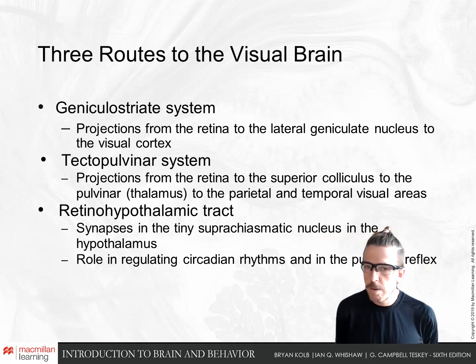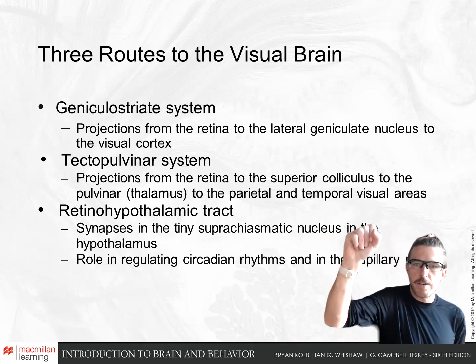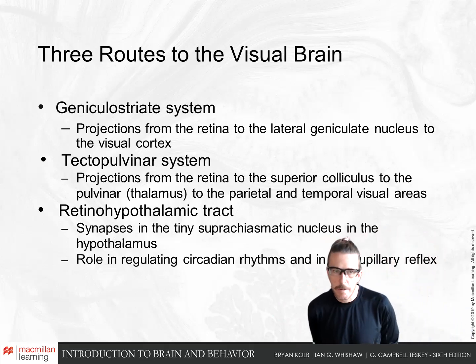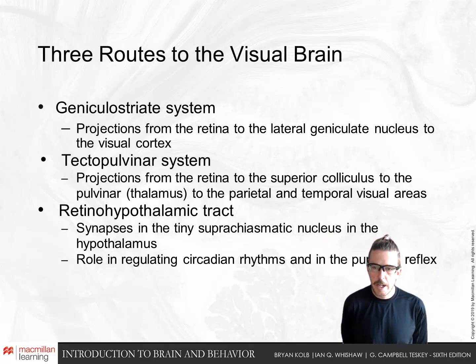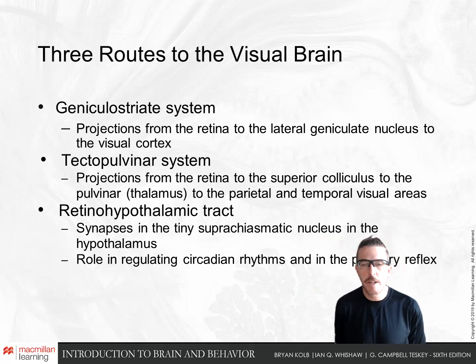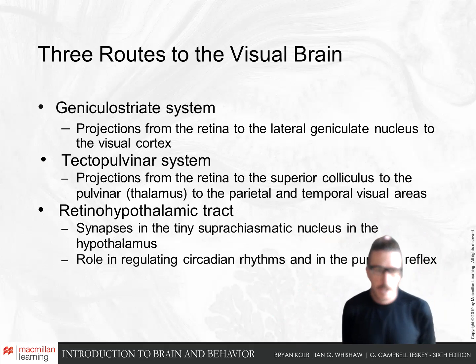So if anyone's ever thrown a ball at you and said, catch, and you reach out and grab it, you're using your tectopulvinar system, much like a frog with a fly buzzing around it needs to shoot out its tongue and grab it. It's using the superior colliculus pathway.